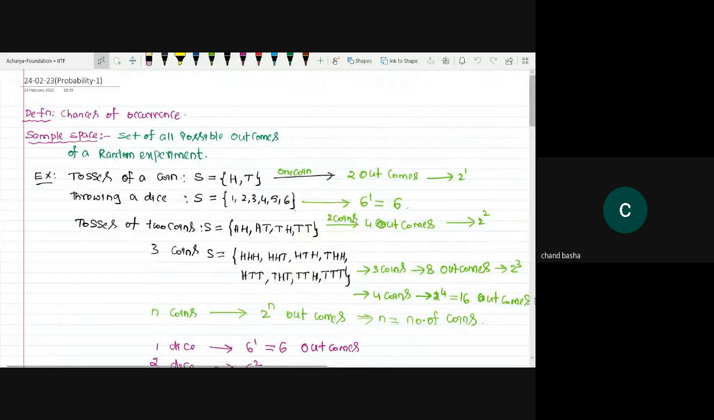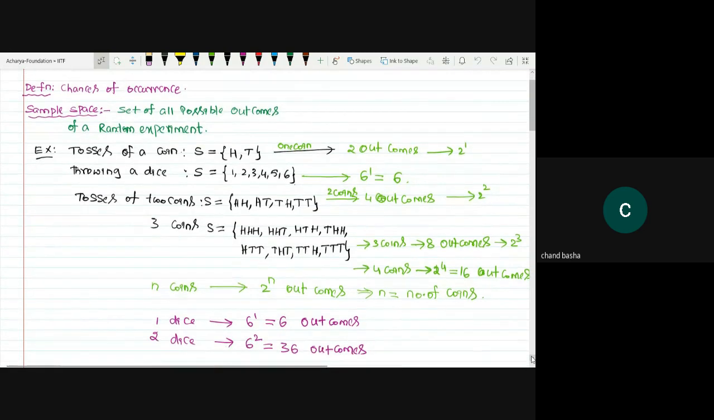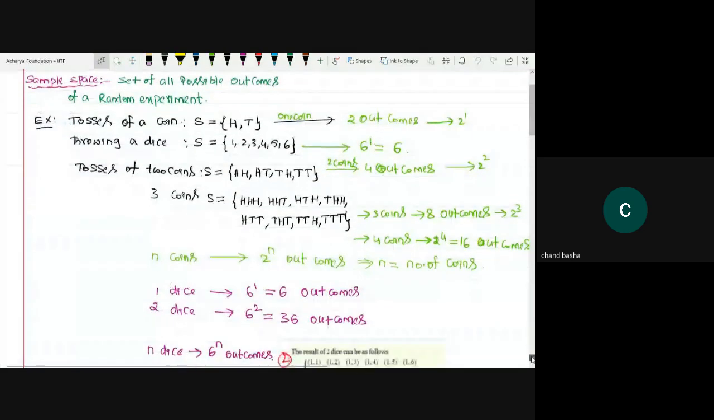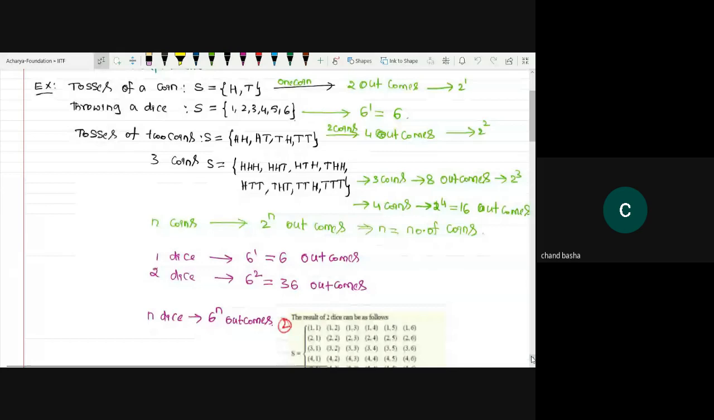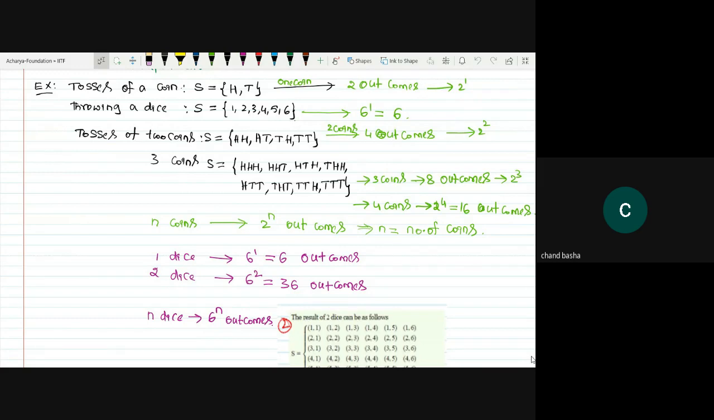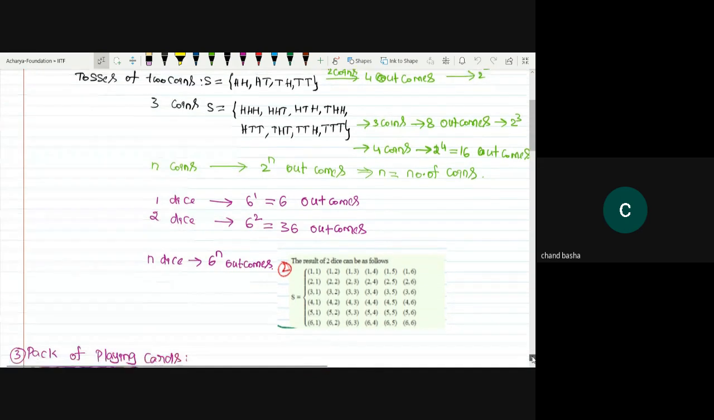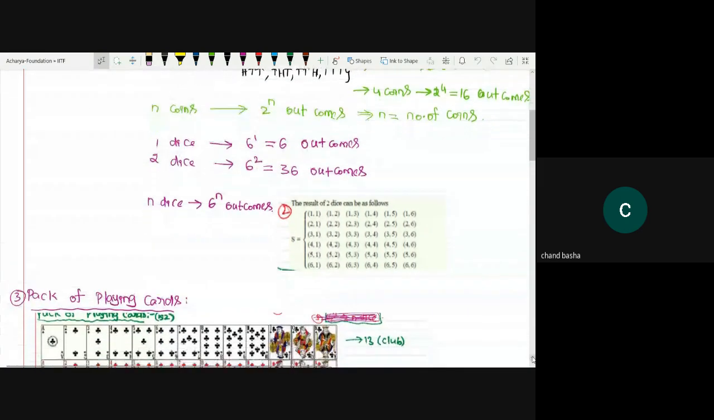So we know that the sample space means the possible outcomes when we do any experiment. When we have an experiment, you will get some outcomes. When we use coins, the possible outcomes are 2^n, where n represents the number of coins. If I'm taking dice, 6^n are the possible outcomes, where n represents the number of dice. If I'm taking one die, 1 to 6 are the numbers. With 2 dice, 36 combinations are there, as I have shown here.